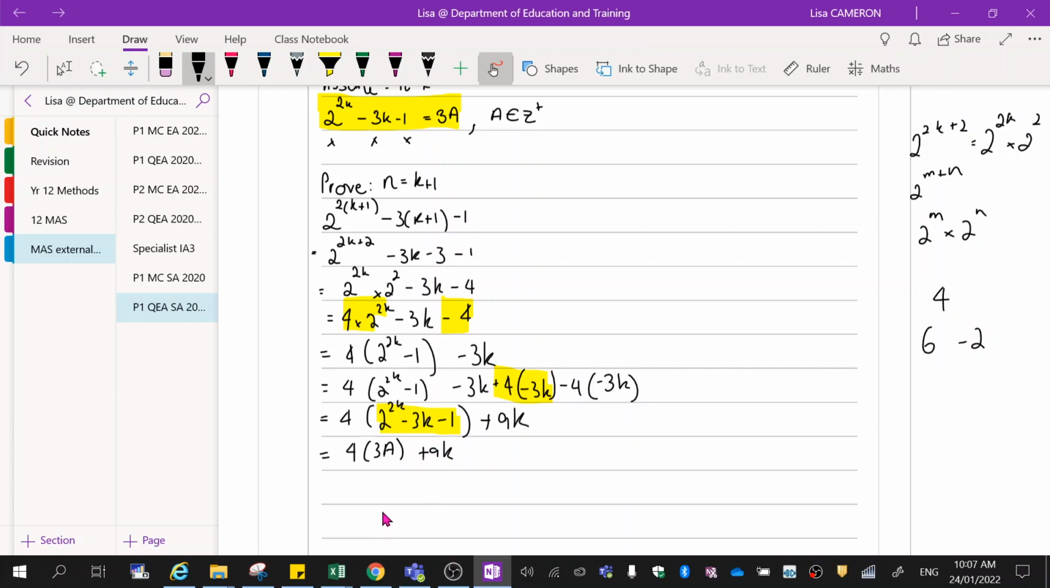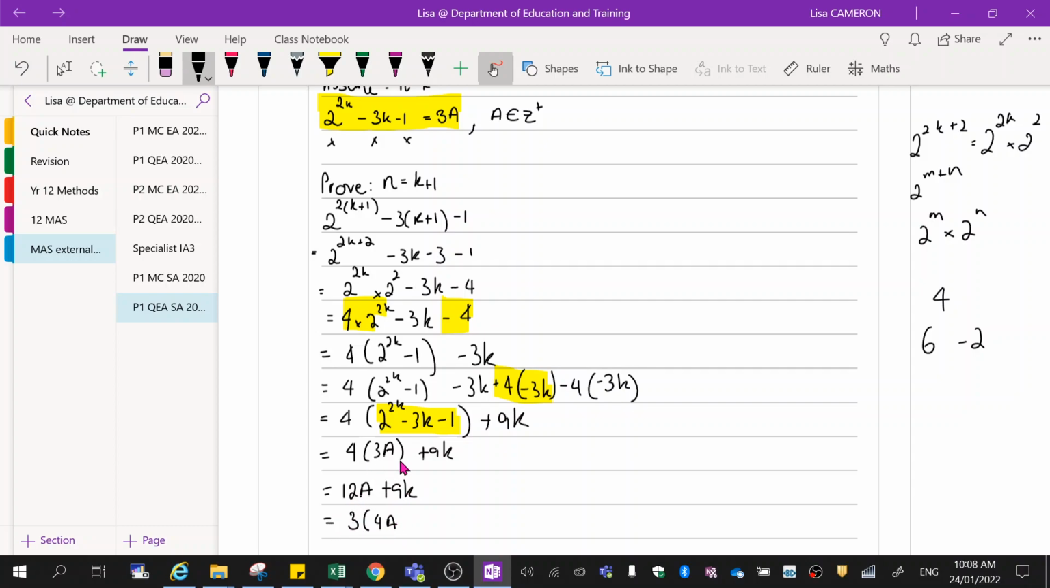Now, I can already tell that this is going to work out and it is going to be divisible by 3 because this has got a factor of 3 in it. That's obviously got a factor of 3 in it. But just for clarity, I'm just going to do the next couple of steps to show you exactly how this should look.